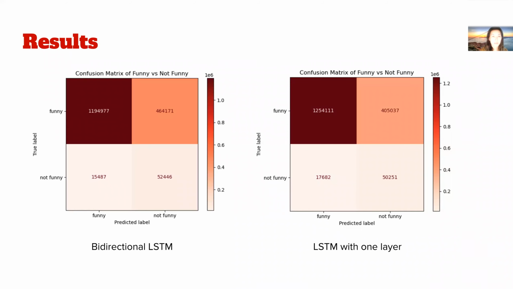Taking a look at the confusion matrices of the bidirectional LSTM and the LSTM with 1 layer showed that although the bidirectional LSTM had the highest recall, it actually did not do the best in terms of minimizing the false negatives. The LSTM with 1 layer did better in both maximizing true positives and minimizing false negatives. And so that would probably be the best choice to go with when detecting the funny reviews.